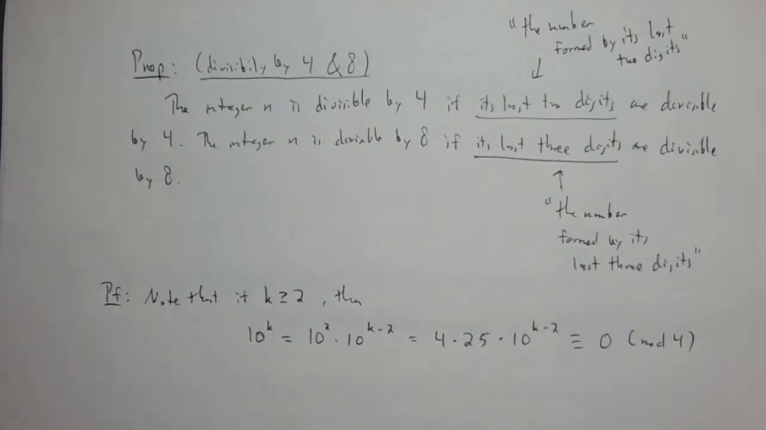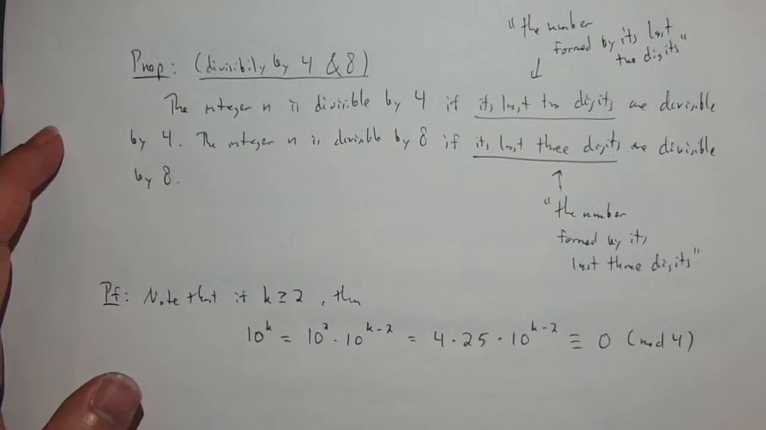So before I said something that sounded insane, like I got 4 from a square and 8 from a cube. What did I mean by that? I mean 10 squared is 100, which is divisible by 4, but it's not divisible by 8. Okay. The process for 8, we're going to do a similar thing here where I've rewritten 10 to the k as 10 cubed times 10 to the k minus 3. And 10 cubed is now divisible by 8. And so that's the point.